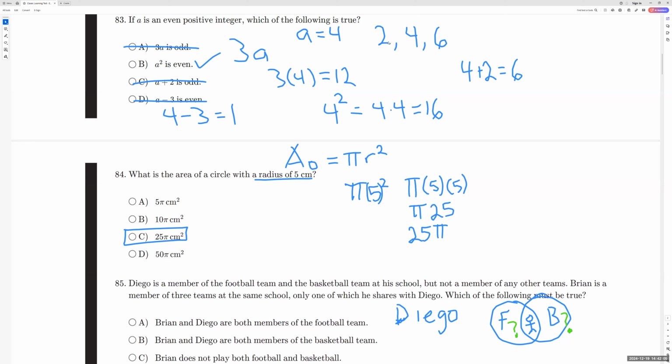So that's what I said. It's not on both. He shares only one. Okay, so I can see that that is the same as answer C. Brian does not play both football and basketball. If he did play both, then he wouldn't be sharing only one. He'd be sharing 2 teams, 2 sports.